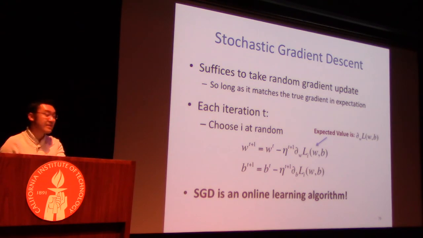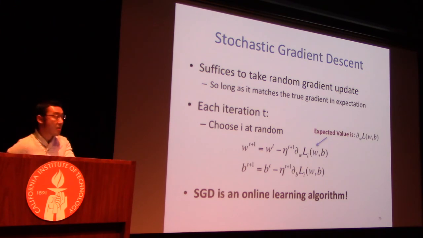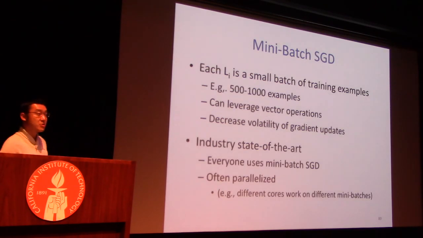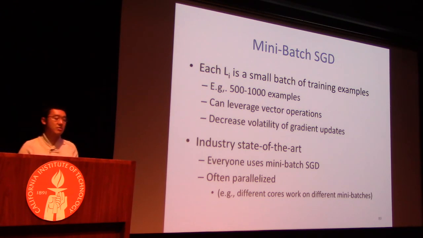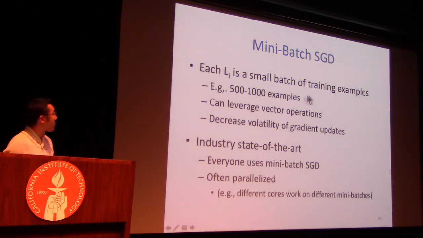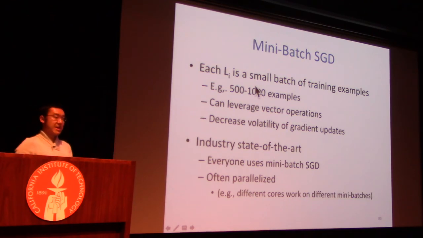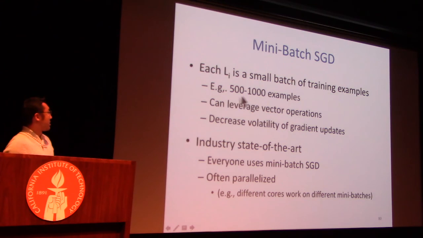Okay, so this is stochastic gradient descent. It is the workhorse learning algorithm of almost all machine learning problems these days. In practice, of course, people don't just do a single example. They do what's called mini-batch SGD. So we're going to additively decompose the total loss function into batches of training examples. For example, 500 to 1,000 training examples are common numbers.